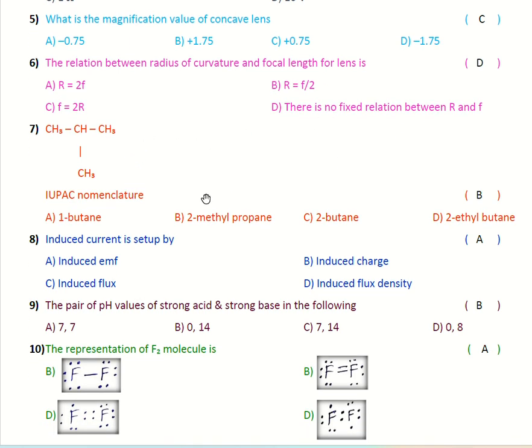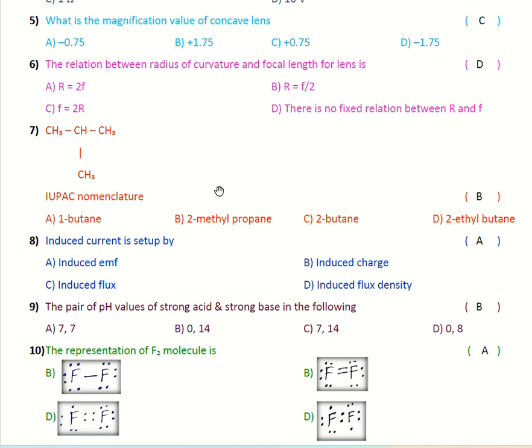Coming to this IUPAC nomenclature, this is 2-methyl propane straight away. Induced current is given by the induced EMF according to Faraday's law. Now coming to this strong acid and strong base. So already we discussed the chart. So 0 is a strong acid, 14 is a strong base.